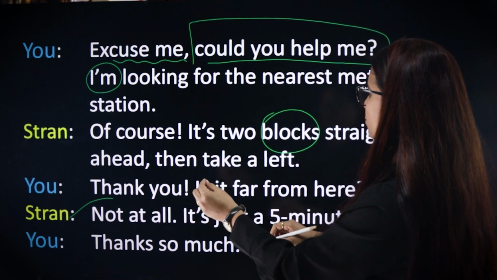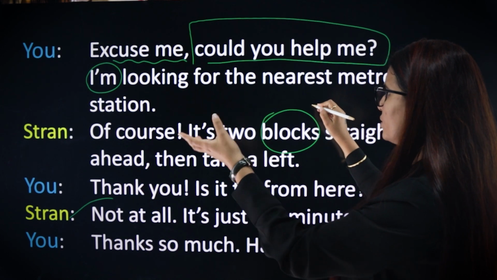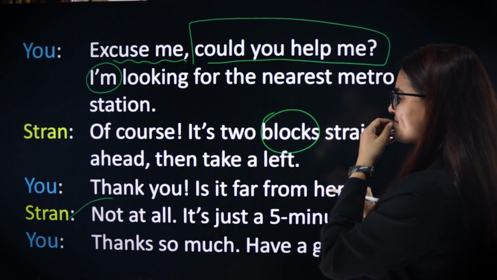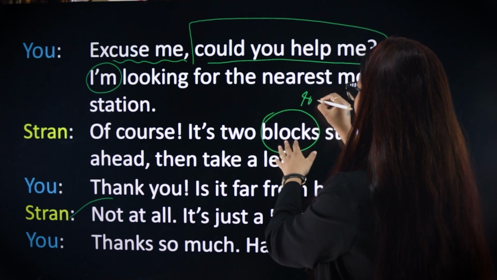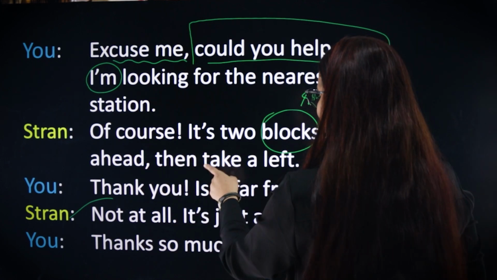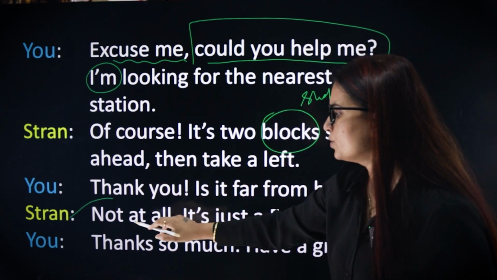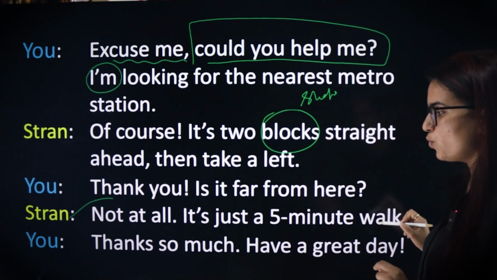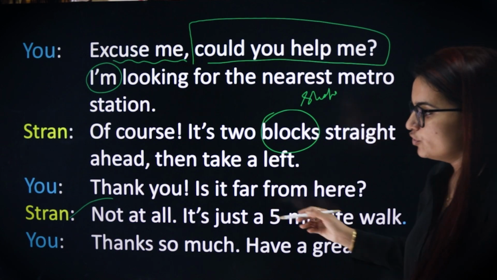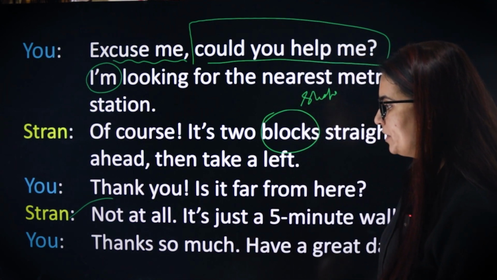In India, we don't say 2 blocks straight. What is the right word instead of blocks in India? Let's say 2 shops away, you know. If you just cross 2 shops from here, you will go straight ahead, then take a left. "Thank you. Is it far from here?" "No, not at all. It's just a 5 minutes walk. You can just walk there." "Thank you so much. Have a great day." You can reply, "Same to you." Or the stranger can say, "Have a great day to you too as well."